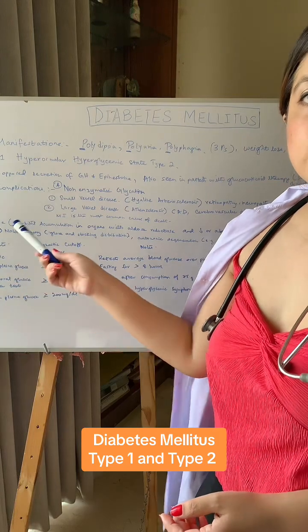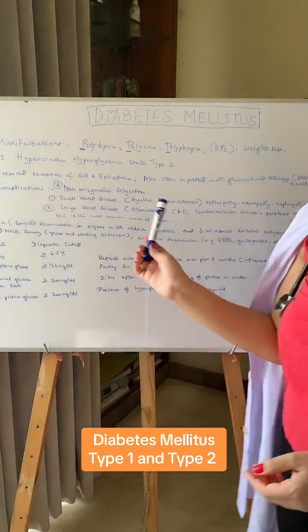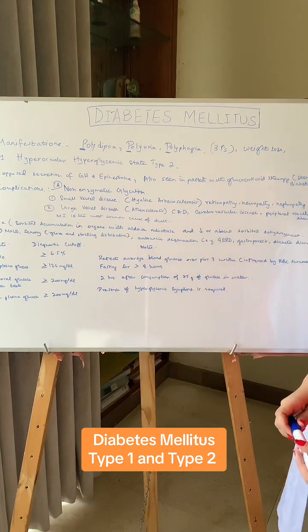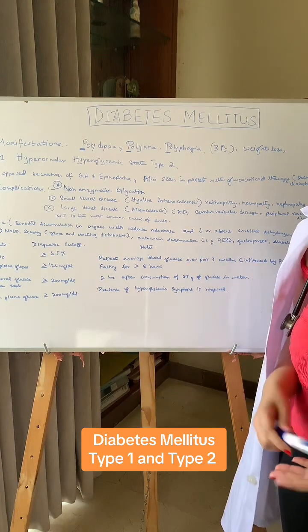Then we have neuropathy. It could be motor, it could be sensory. Sensory has a glove and stocking distribution, and autonomic degeneration with GERD, gastroparesis, diabetic diarrhea. Also, chronic complications include cataracts.